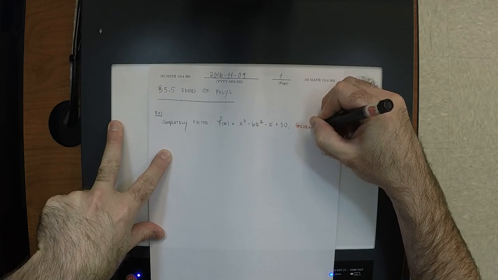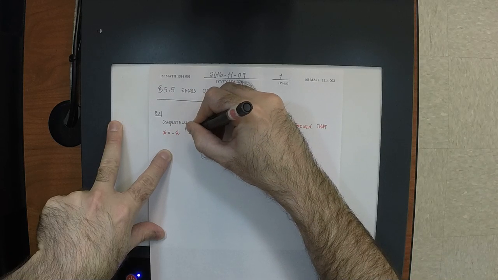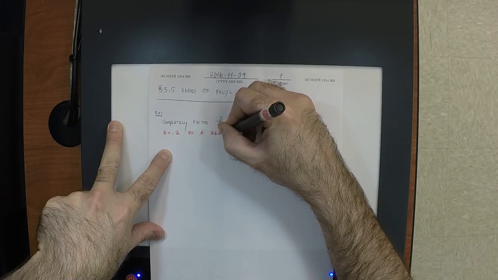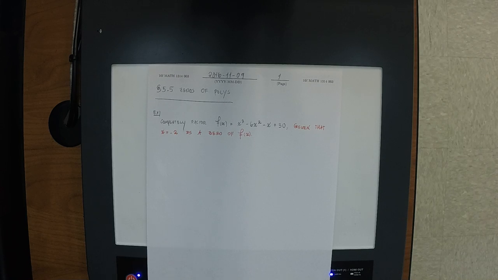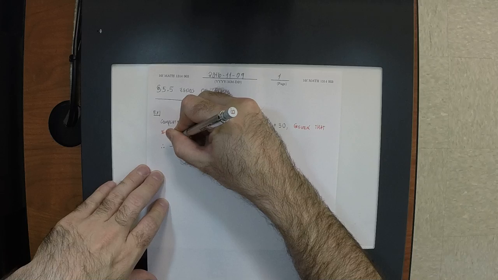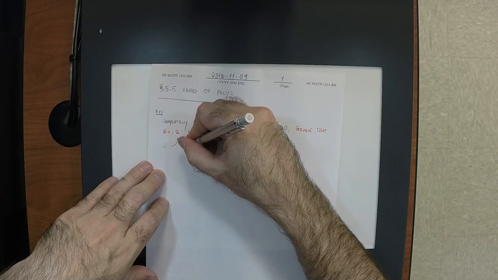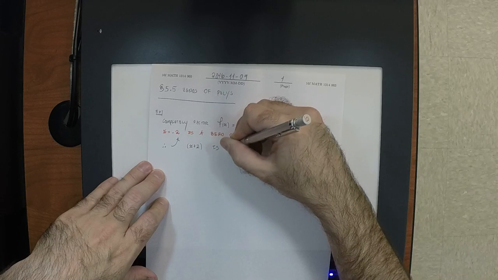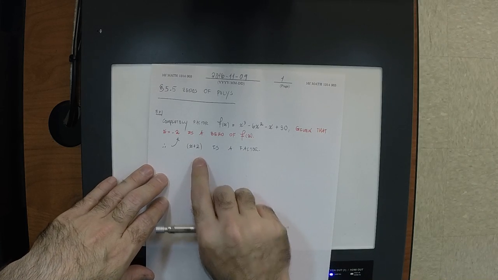Given that x equal to negative 2 is a zero of f of x. So this red information, I claim that it tells you how to proceed. It tells you what to do. So what do we do then? Divide by x plus 2. Right. The red information tells us, therefore, x plus 2 is a factor. Which means that we can proceed by dividing by x plus 2 to get rid of that factor.